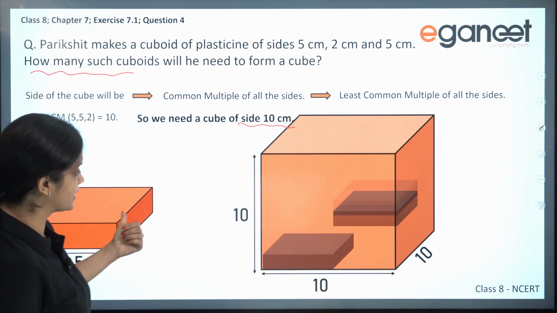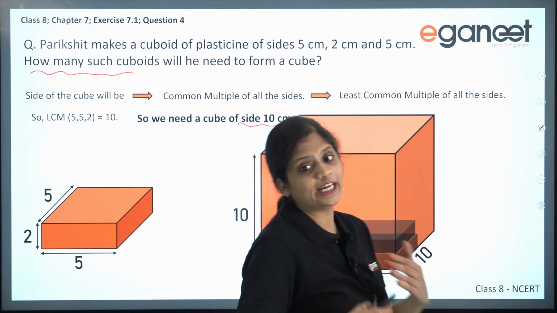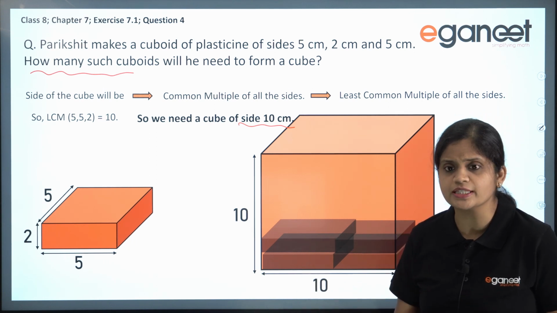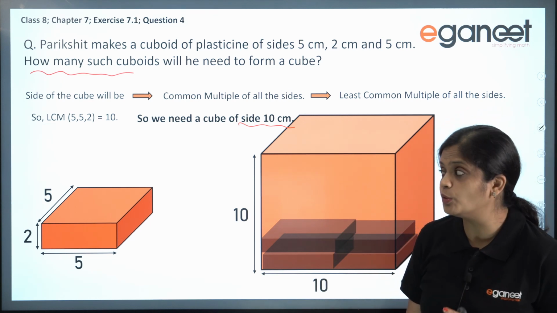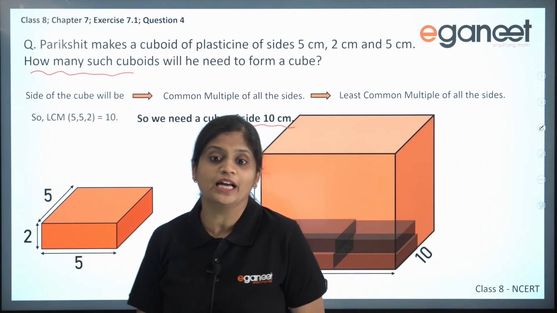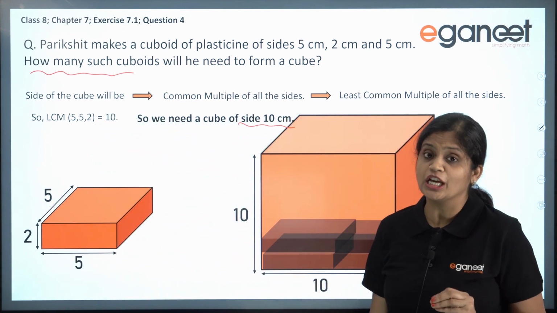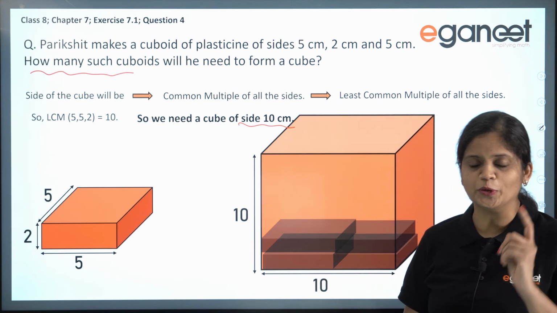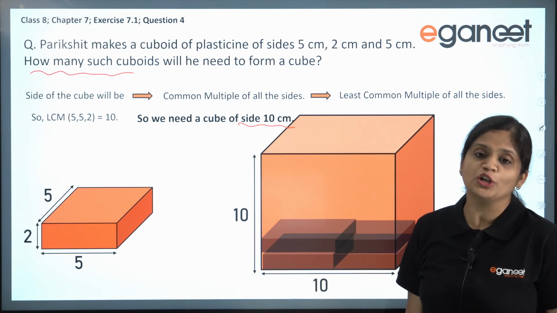How many such cuboids, that is cuboid of the given measure, should be placed one over the other or side by side to form a cube? Now, if you deal with the surface area or the lateral surface area, you will not be able to find out the number of cuboids. Why? Because here the dimensions are different, whereas here the dimensions are 10 and 10. Something that does not change even when you change the shape of a particular 3D object is its volume, and that is exactly what we will be using over here to find the number of cuboids.